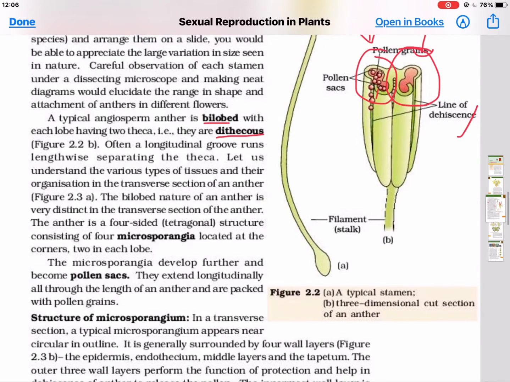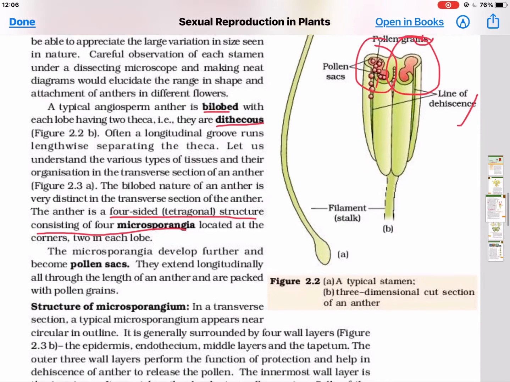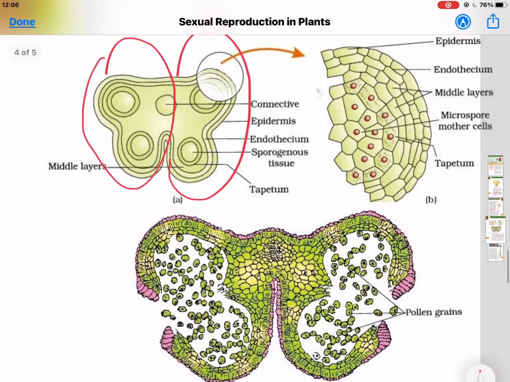The bilobed nature of an anther is very distinct in the transverse section of the anther. The anther is a four-sided tetragonal structure consisting of 4 microsporangia located at the corners. If we say this structure, when we cut the TS means transverse section, we observe that the structure of anther is tetragonal. 4 parts हैं, 4 sides हैं और each side में एक माइक्रोस्पोरेंजिया। माइक्रोस्पोरेंजिया क्या है? एक सर्कुलर सैक लाइक स्ट्रक्चर है जिसमें माइक्रोस्पोर्स प्रेजेंट होंगे, बाद में माइक्रोस्पोर्स बनेंगे. So microsporangia sac-like structure which are present on the all four corners of the anther.